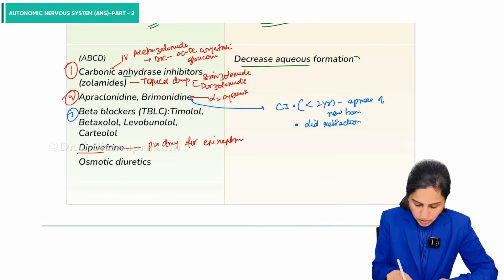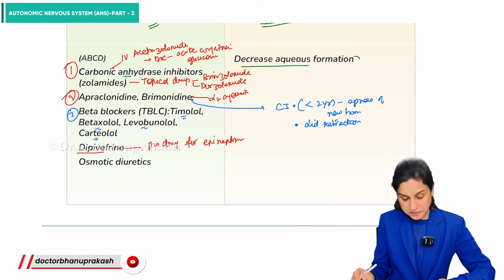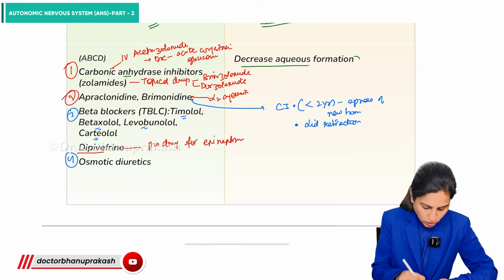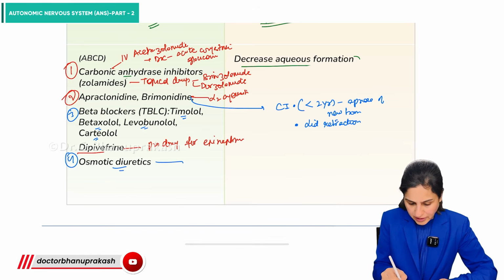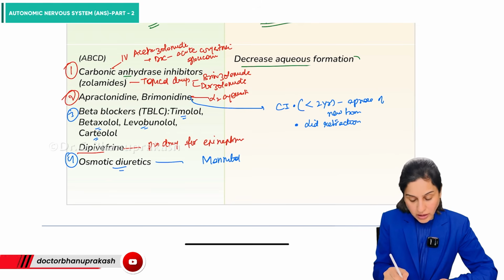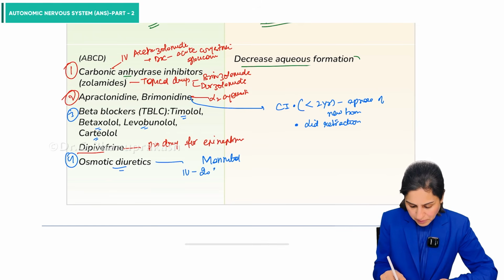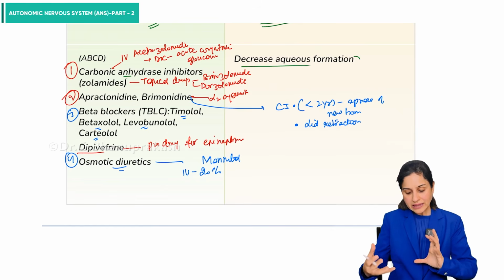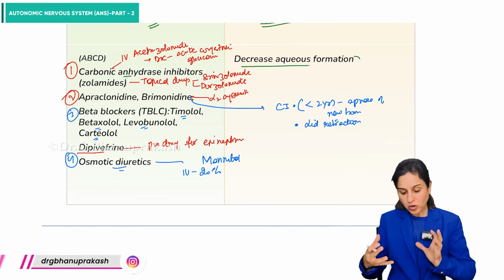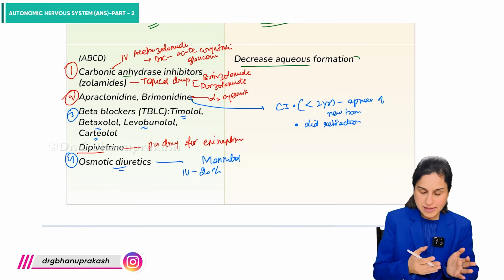Then we have beta blockers. Number third, beta blockers like timolol, betaxolol, levobunolol and carteolol. And fourth, we have the osmotic diuretics. Here we have mannitol that we give. Mannitol IV 20%. So we start this mannitol in acute congestive glaucoma, and alongside we also start acetazolamide.